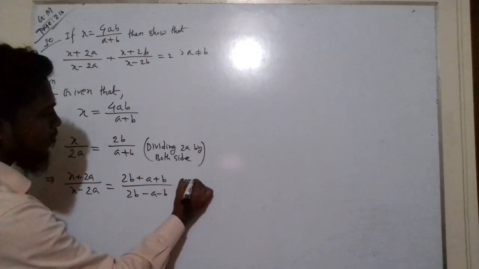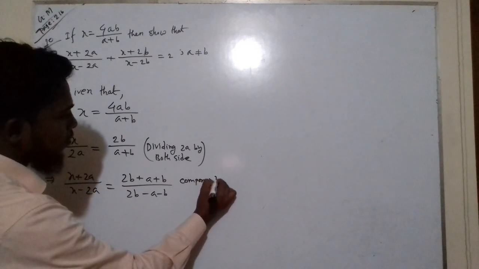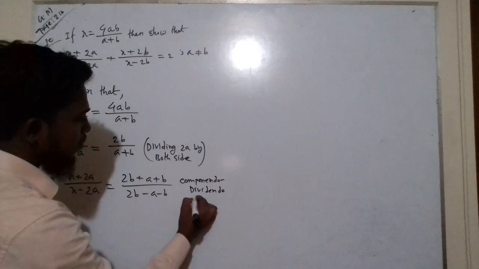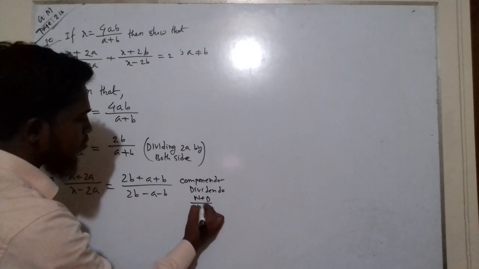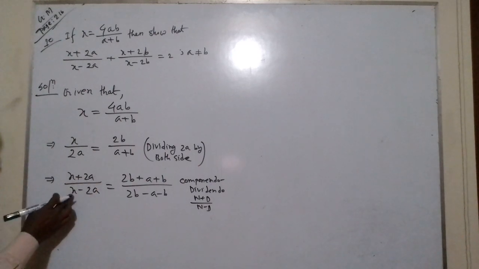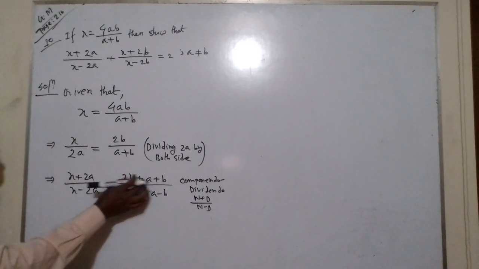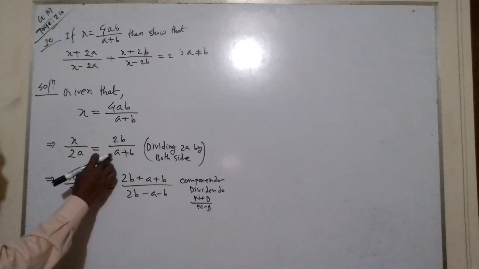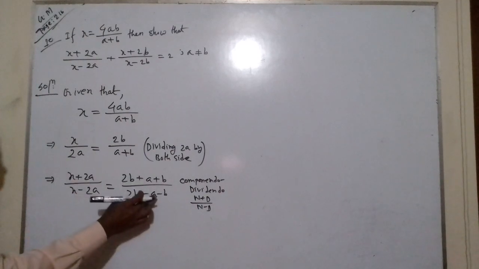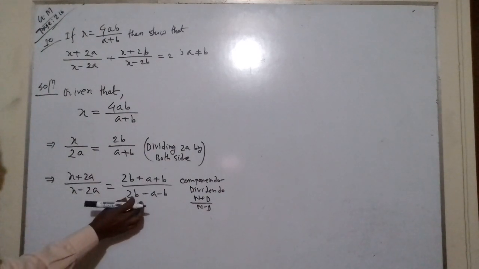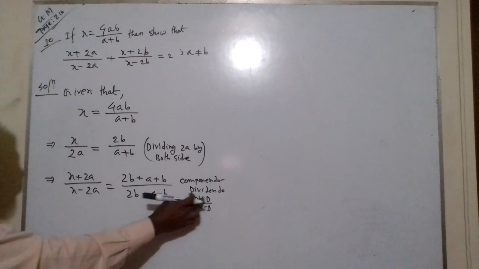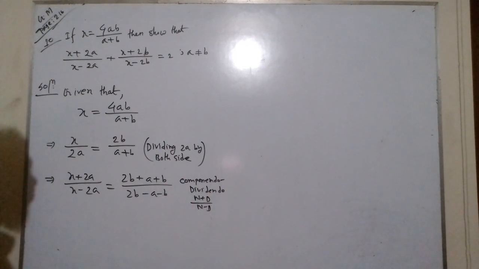Componendo and dividendo: numerator plus denominator divided by numerator minus denominator on both sides. Numerator plus denominator divided by numerator minus denominator equal to numerator plus denominator divided by numerator minus denominator. If we multiply by minus, then it will be minus. Plus and minus is minus. So we can write 2b minus a minus b, numerator plus denominator divided by numerator minus denominator.